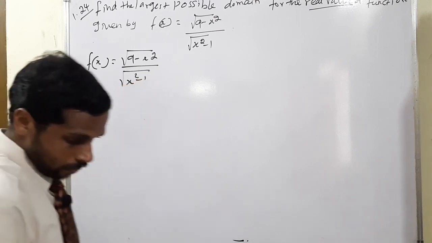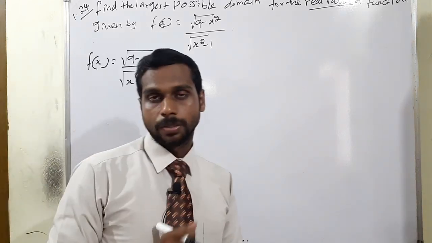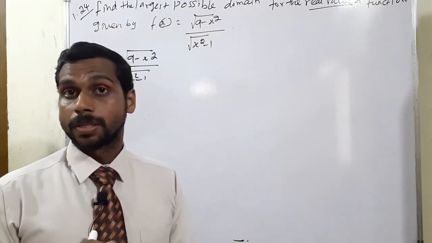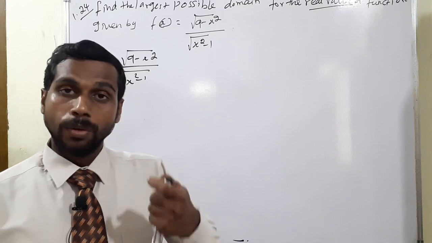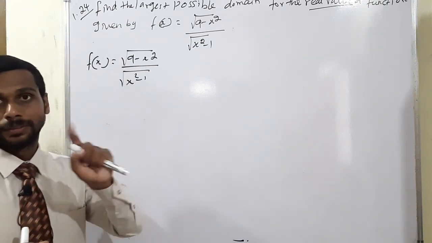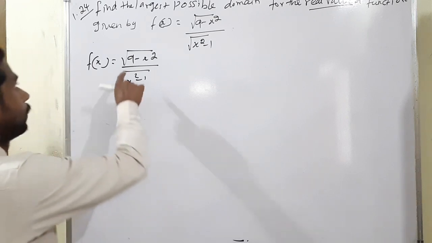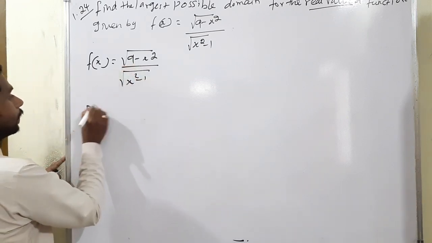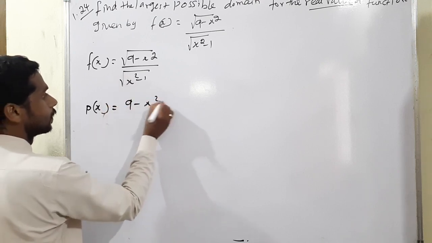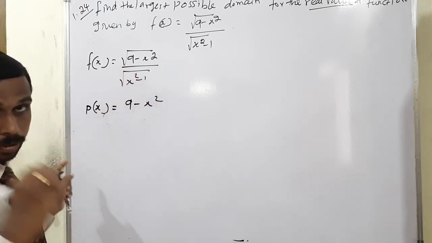minus 1. I think in the last or before last question we discussed that whatever the number in the square root, it must be positive. If any number in the square root is negative, it is not a real root, only imaginary. I am moving to the numerator. Consider p of x. So p of x is equal to 9 minus x square. It is always a positive value.